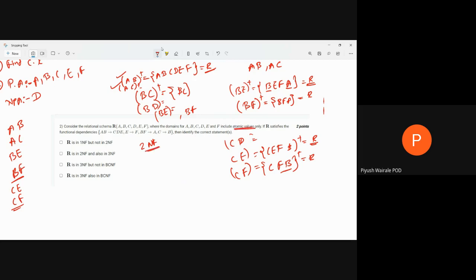Now check whether it is in 2NF or not, because it is already in 1NF. For 2NF, there should be no partial dependency, that is, a subset of a candidate key determining a non-prime attribute. Now see whether any functional dependency satisfies this condition or not. AB is the key, right? So we don't need to worry about this. E determines F. F is a prime attribute, and E is also a prime attribute, right? So this is also allowed.